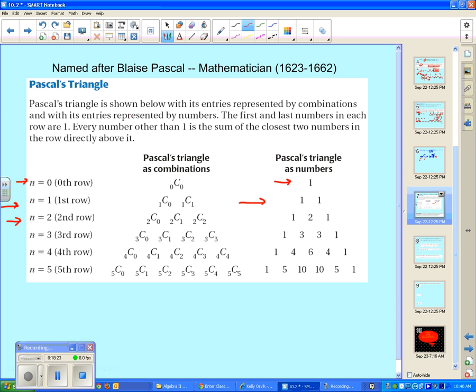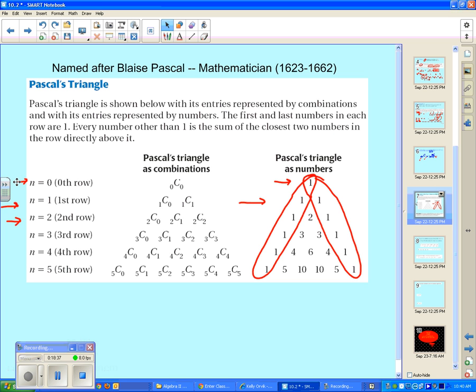And it made this really cool pattern where the first number in the row was always a 1. And the last number in the row, again, is always a 1. But you could get the numbers in the middle by adding the previous two together. So 1 plus 2 is 3, 2 plus 1 is 3. 1 plus 3 is 4, 3 plus 3 is 6, 3 plus 1 is 4.